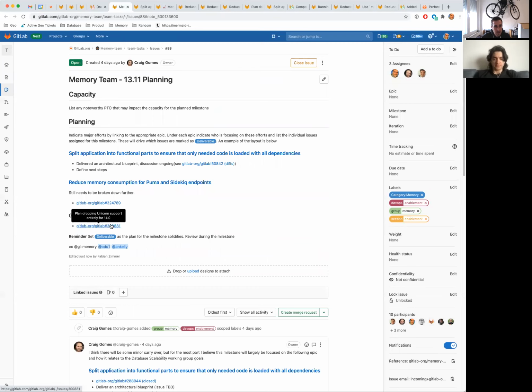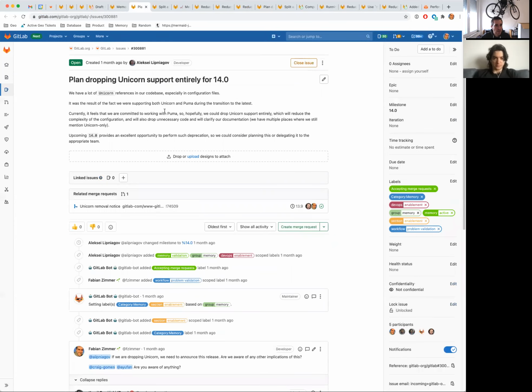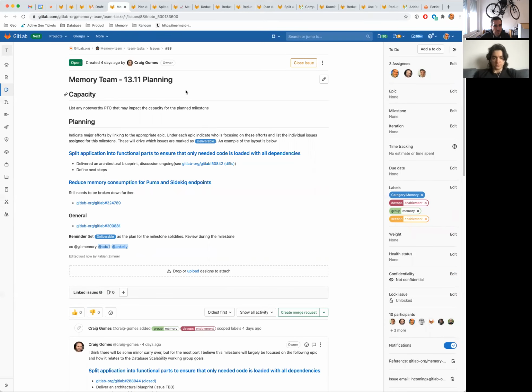And then lastly, there is a major release coming up, and we need to plan for some of the deprecations and removals. So for example, the removal of Unicorn support in 14.0, we just want to make sure that the experience is very smooth and that there are no issues when upgrading to that release. And that's memory for 13.11.